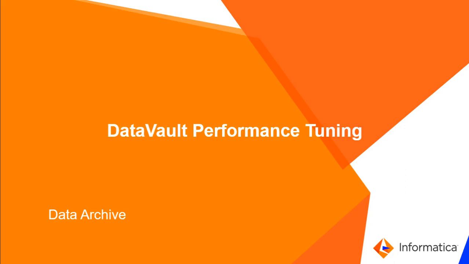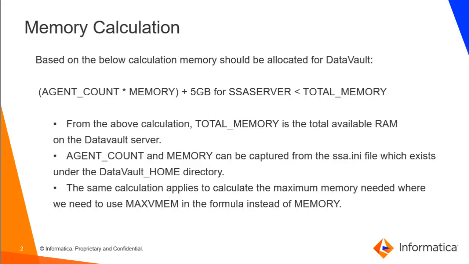My name is Karthik. Today we're going to discuss DataVault Performance Tuning. The memory allocation with respect to DataVault is with this calculation: the agent count into memory plus 5 GB should be allocated for the SSA server. So this memory calculation should be lesser than the total available memory on the server, that is the RAM.